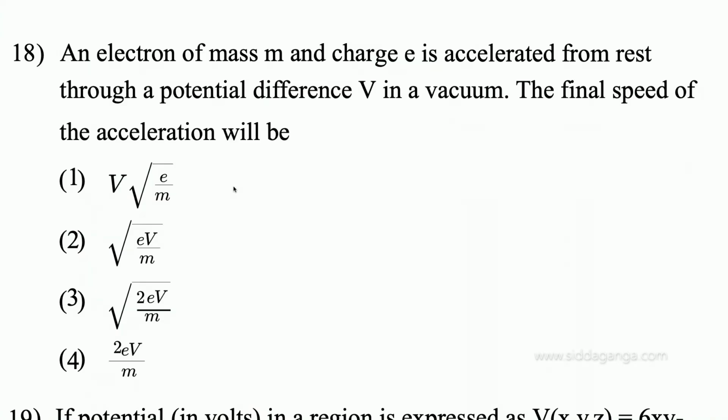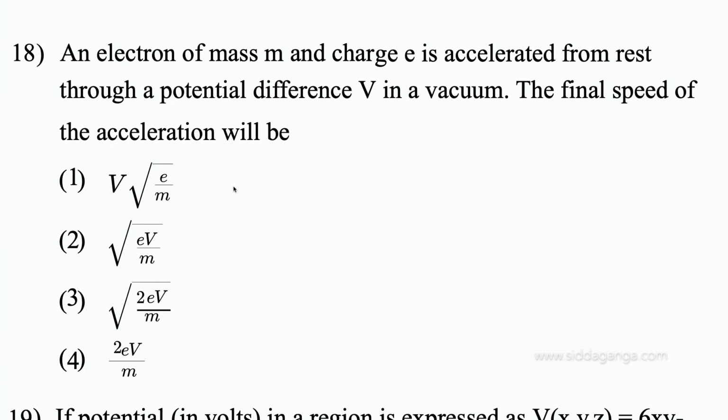Now, question number 18. An electron of mass m and charge e is accelerated from rest through a potential difference V in vacuum. The final speed of the electron will be?